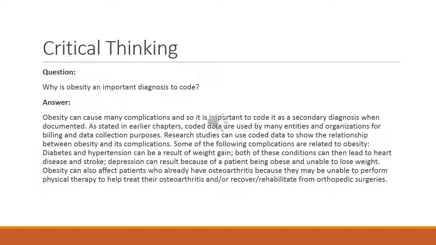Some of the following complications are related to obesity. Diabetes and hypertension can be a result of weight gain. Both of these conditions can lead to heart disease and stroke. Depression can result because of a patient being obese and unable to lose weight. Obesity can also affect patients who already have osteoarthritis because they may be unable to perform physical therapy to help treat their osteoarthritis and/or rehabilitate from orthopedic surgeries.